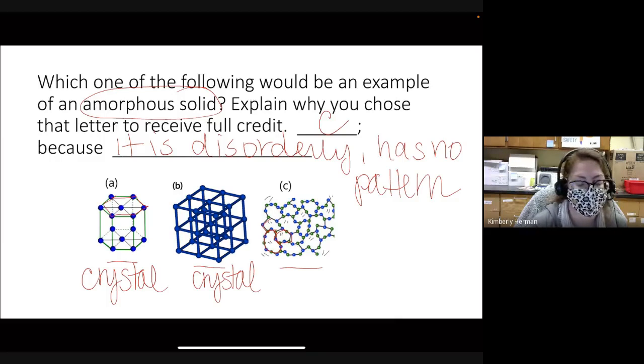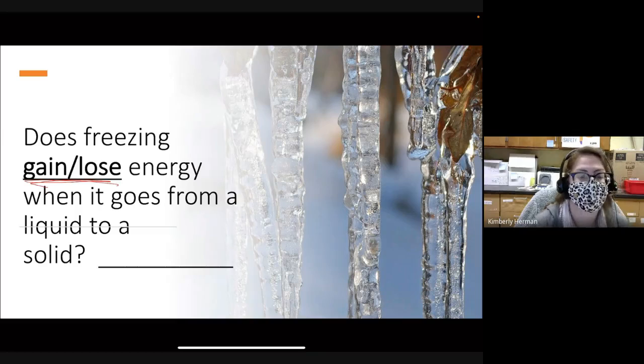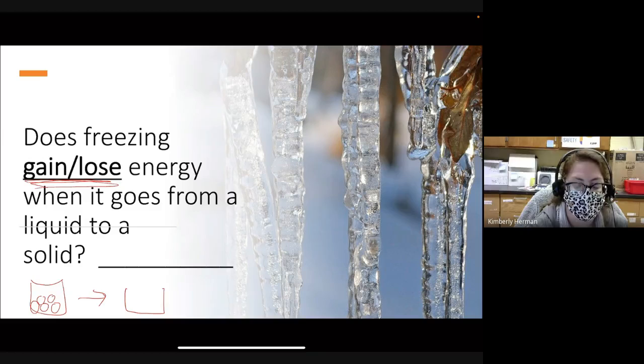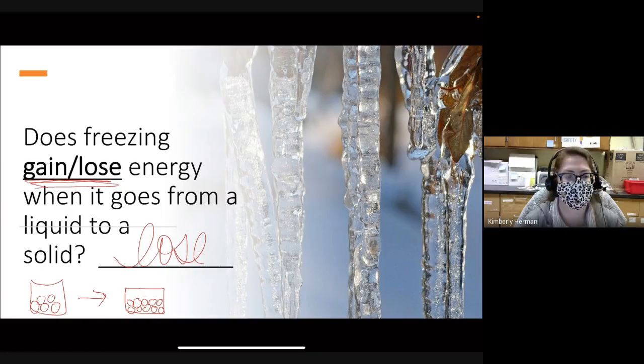Now, does freezing gain or lose, so we have to choose one or the other, energy when it goes from a liquid to a solid? So if we imagine that we have a cup, we have our liquid particles within it, and then we're going to make it into ice, a solid part of it. So is it going to gain energy, meaning that it takes in energy, or does it have to lose energy to become more rigid? So hopefully you chose that it would need to lose energy to make this transition for freezing. So then the alternative, melting, would be gaining energy.